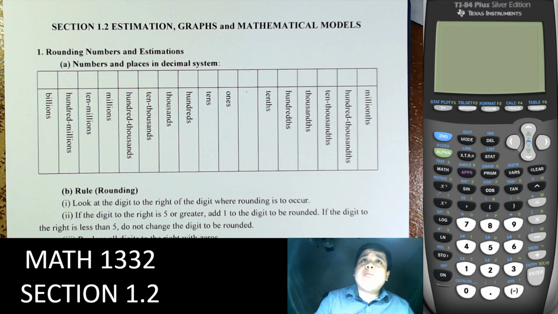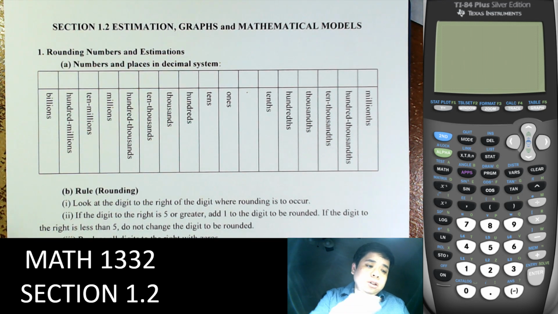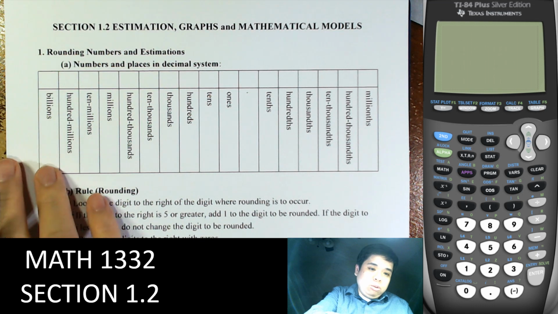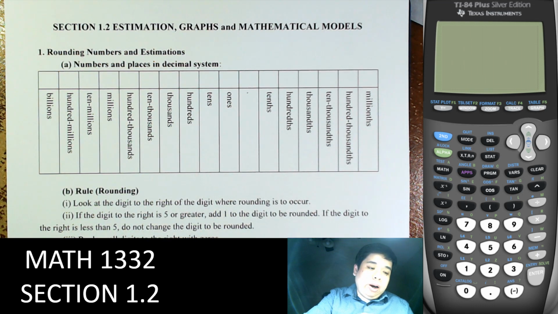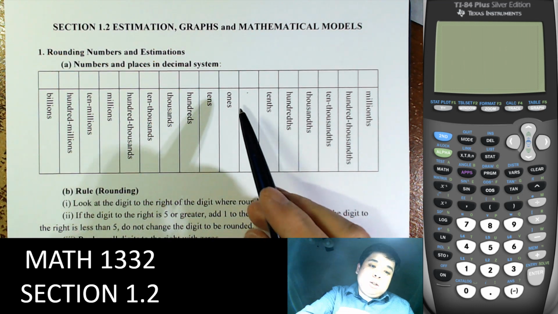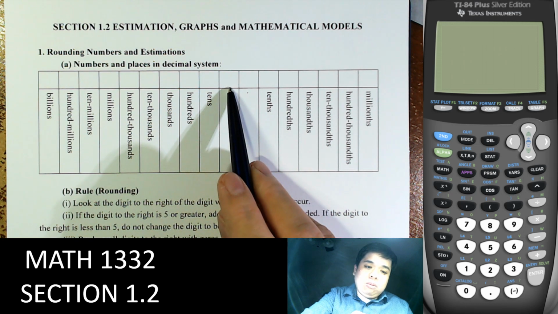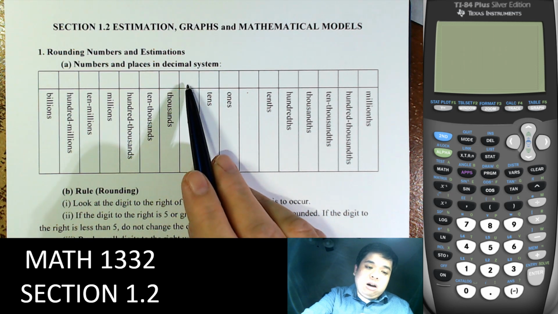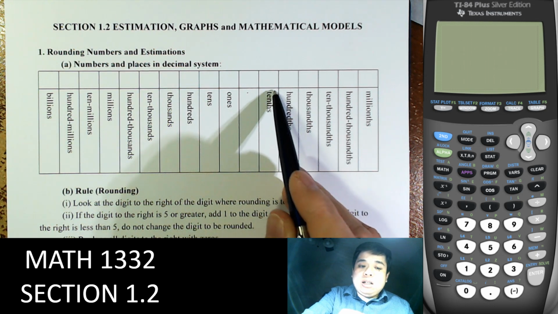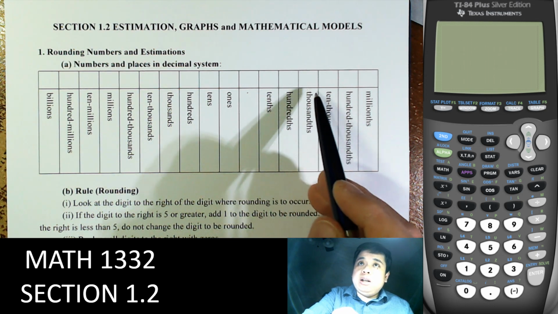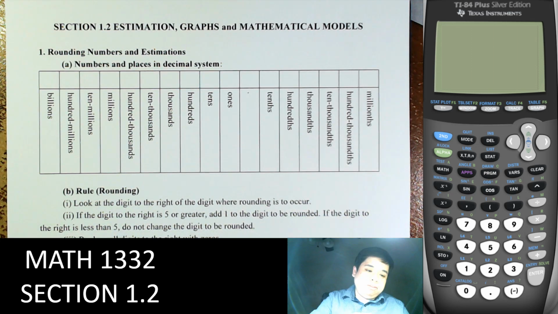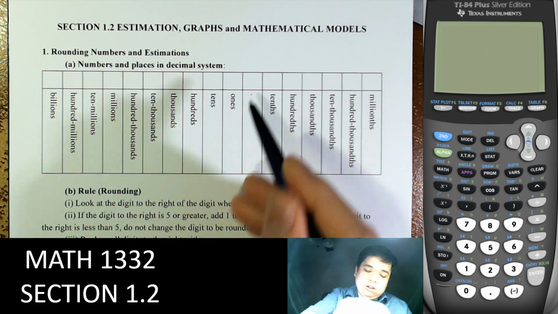In the first part of this section, we study estimation, which includes rounding and estimation. Before we go to rounding, we just need to note the number in decimal. Where the decimal point is, on the left is the ones place, the tens, the hundreds. On the right, the tenths, the hundredths, the thousandths, and so on. So we focus on the decimal point.